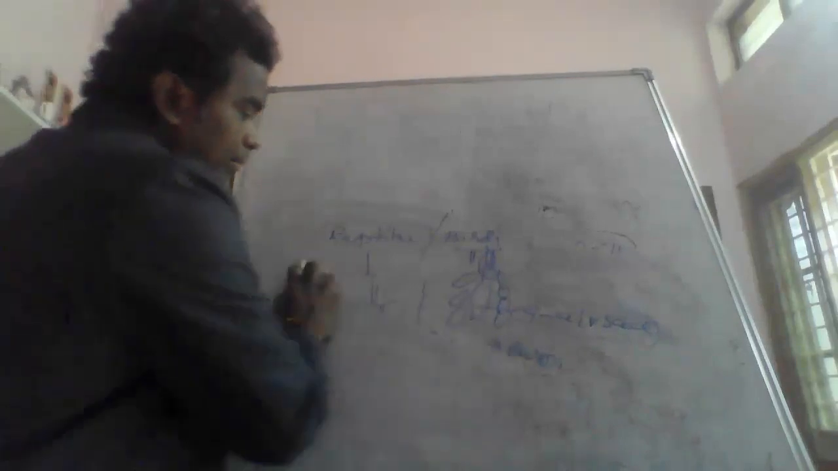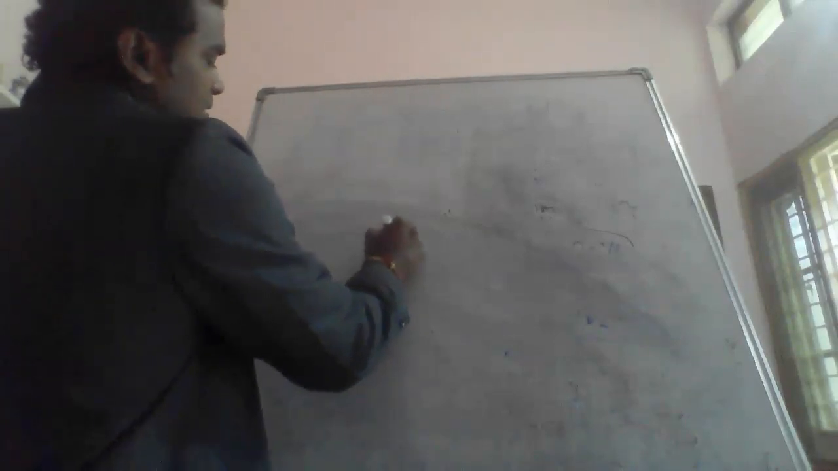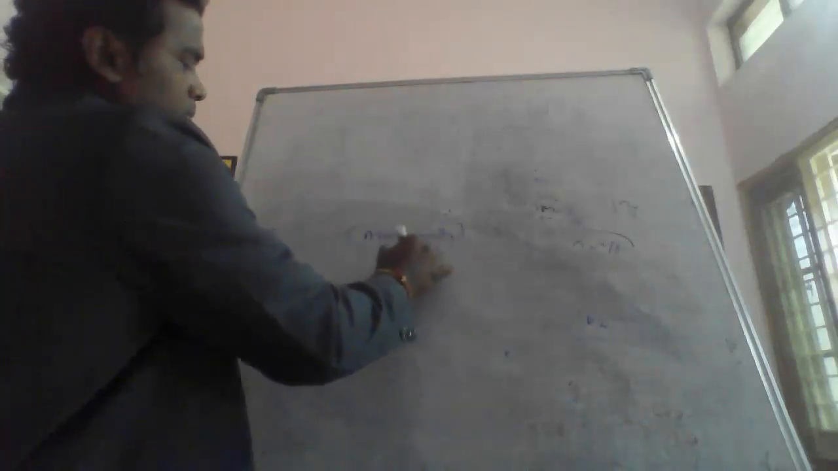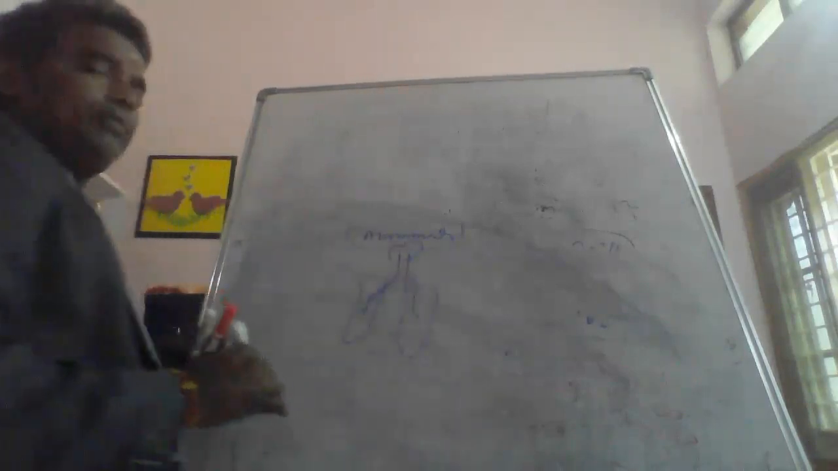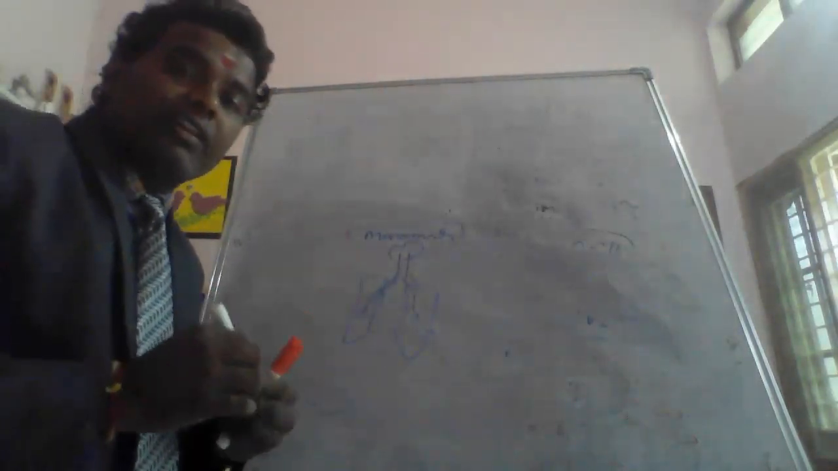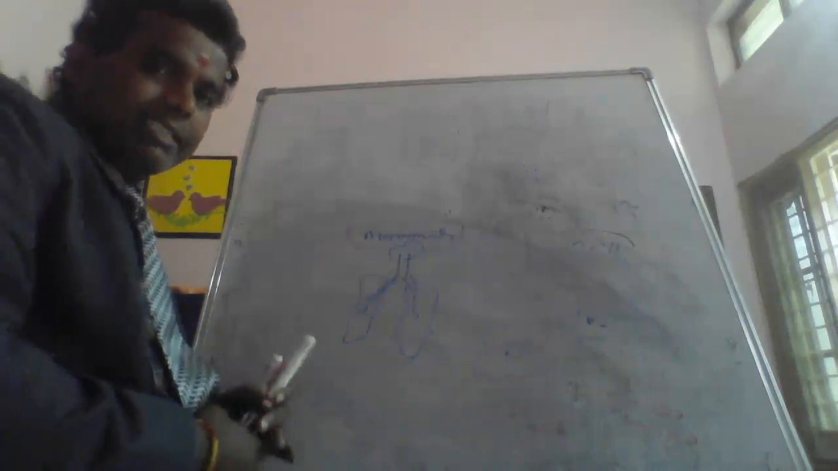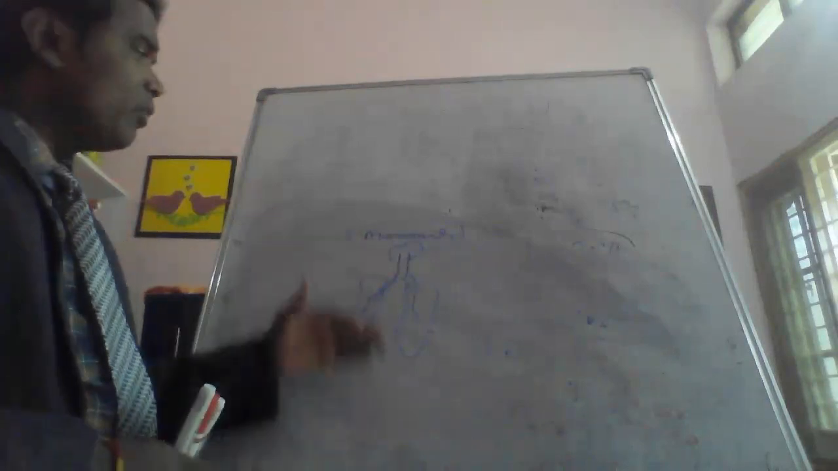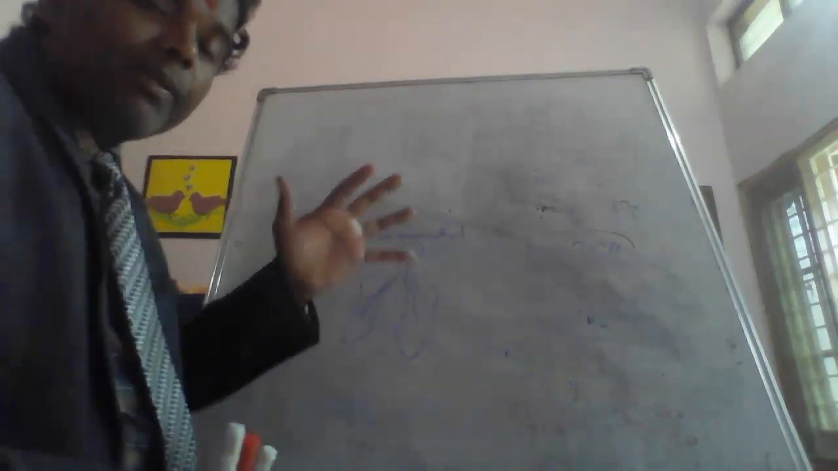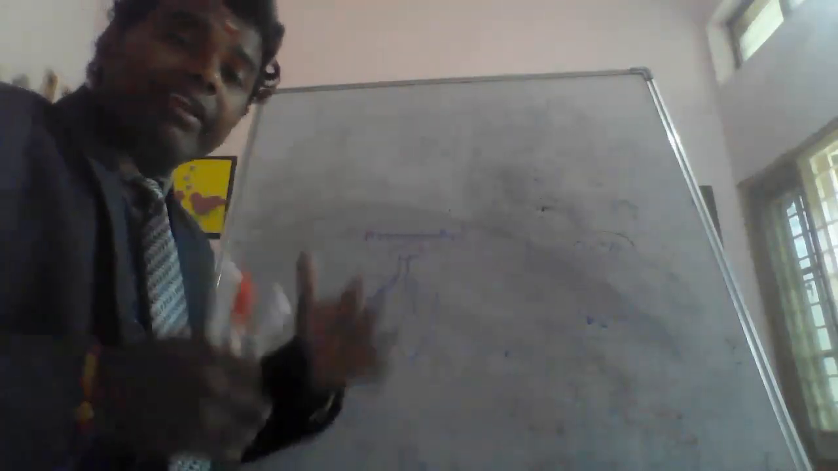Now, in mammals, what type of respiration? Here also lungs are the respiratory organs for respiration. That is called pulmonary respiration. Very, very important. So this is the total evolution of respiratory organs from protozoa to mammals. Remember this, a very, very important thing.